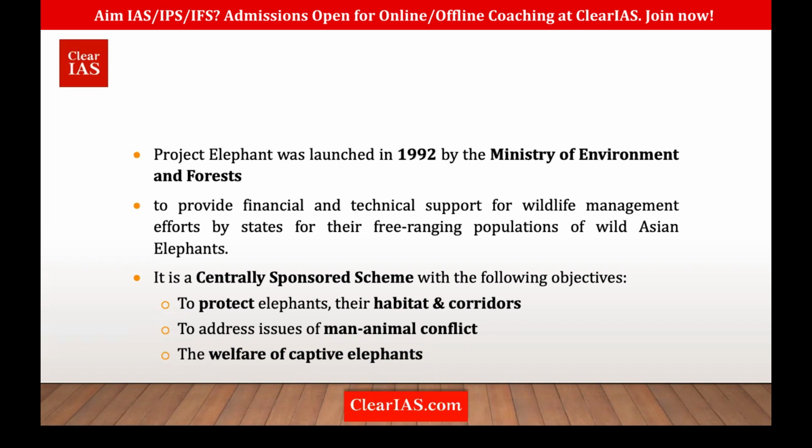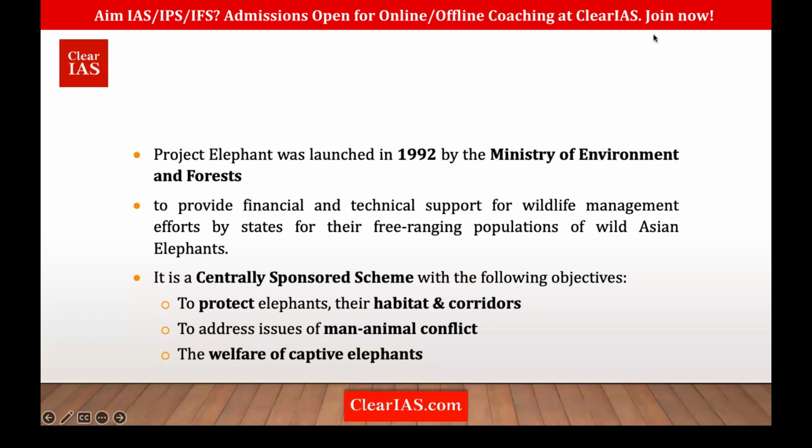Another important thing is it addresses the issue of man-animal conflict. Like along the forest, that is the buffer zone of the national parks, there is usually man-animal conflict, right? And it also ensures the welfare of captive elephants. So what are the major issues that elephants are facing? You know, right? They are poached for their tusks, elephant tail, etc. And we are trying to protect this.